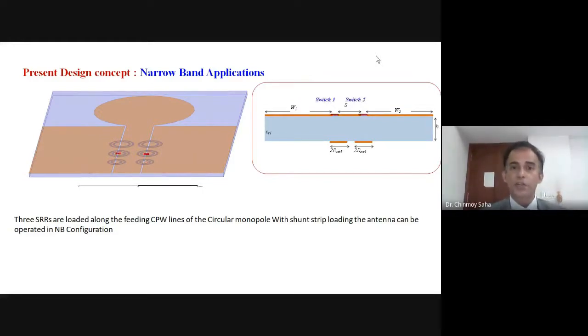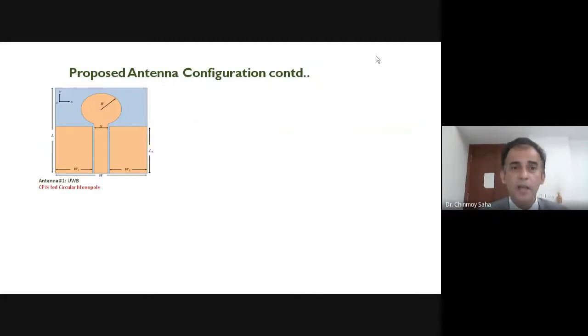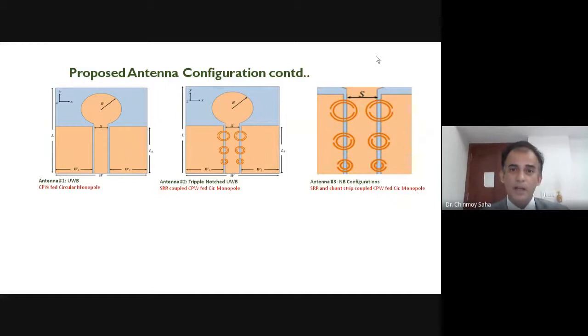Now you imagine that a pair of switches are loaded on the second pair of SRR also. Now the same antenna will behave as a narrowband antenna at a different frequency. Similarly, when the switches are placed in the third place, these will actuate another pair of narrowband configuration. So this was the idea. These are static shots, and as I said earlier, this is one configuration, this is another configuration. You have to see the movement of the switches, and this is the third configuration.